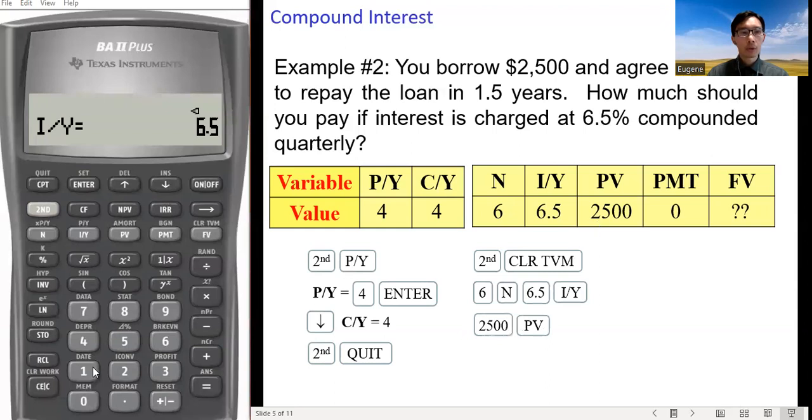PV is 2,500. Key in the number and then the button PV. PMT is 0, so key in 0 and then the PMT button. We need to get the value for FV. So compute, and then FV.